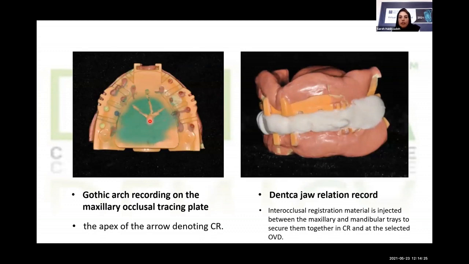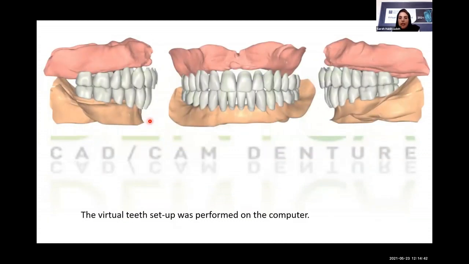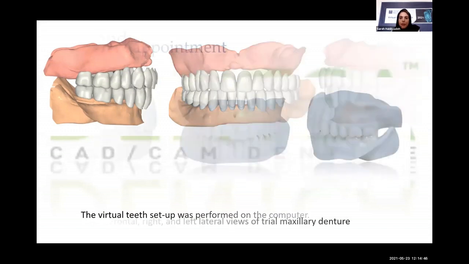After everything is verified, we will have our registration material injected between these two trays. So you see, with the use of these special trays, we have the impressions and the records simultaneously. So these will be scanned, and our software will virtually set the teeth.